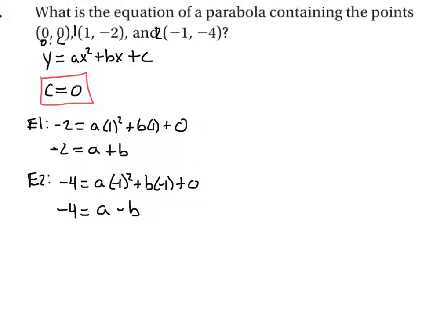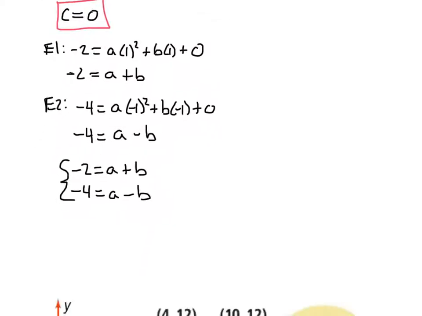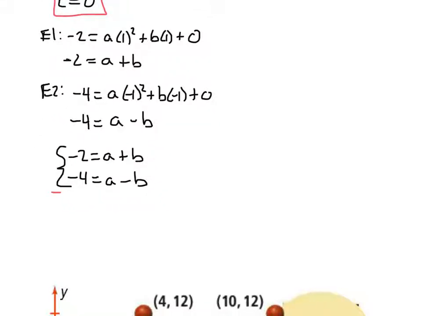Okay, so we're set up now. I want to write my system. So I have negative 2 equals a plus b, and negative 4 equals a minus b. Notice here that in our system, the b's are already set up to be canceled. They're already set up, so that's going to be pretty easy. We want to go ahead and add these equations together. So I get negative 6 equals 2a, and the b's cancel away.